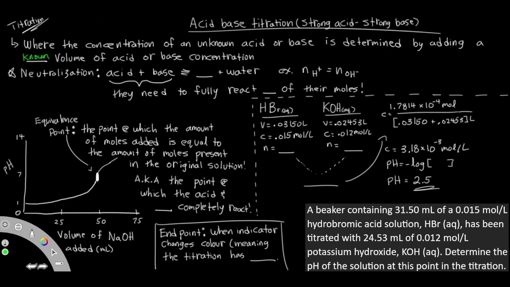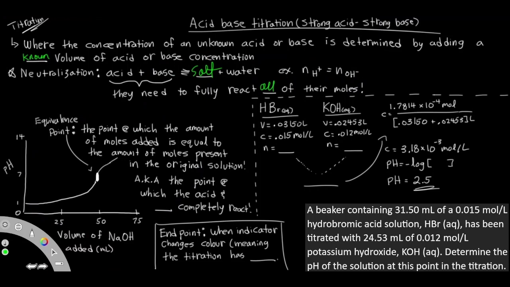What is a neutralization? Neutralization is when you have an acid and a base and they create salt and water. Also, in order for a full neutralization to occur, they need to fully react, literally all of their moles. So all of the moles of the acid and all of the moles of the base. I'll put here as an example on the side that the amount of moles of the hydronium must equal the amount of moles of the hydroxide. Once they are equal, you have a full neutralization.